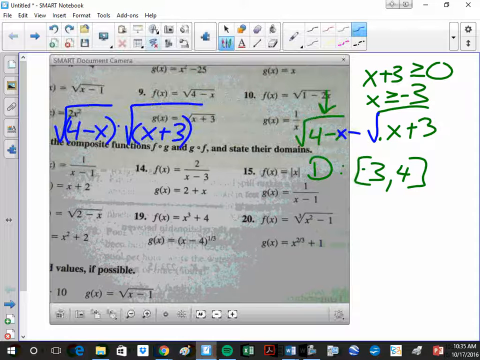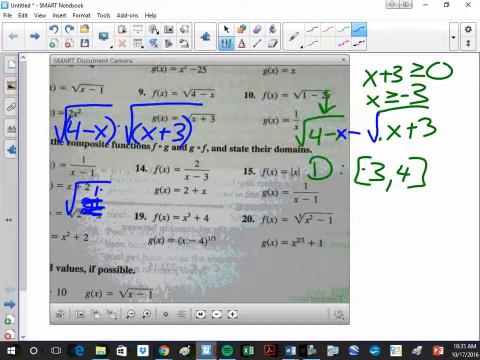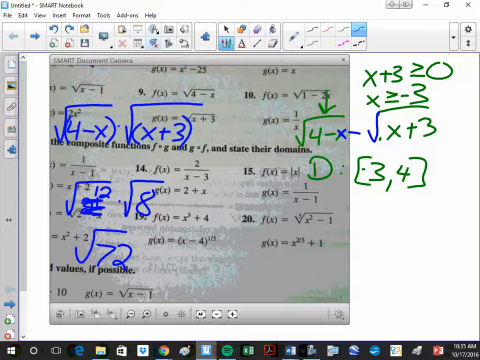So if I had the square root of 20, well, let's do something smaller. The square root of 12 times the square root of 8. As long as the index of the root is the same, you just multiply the stuff on the inside. So this would be the square root of 72.